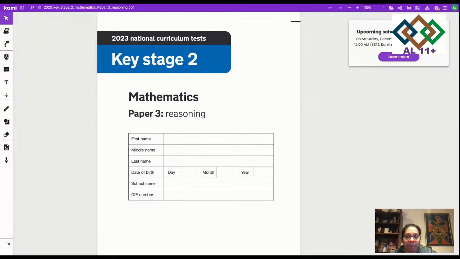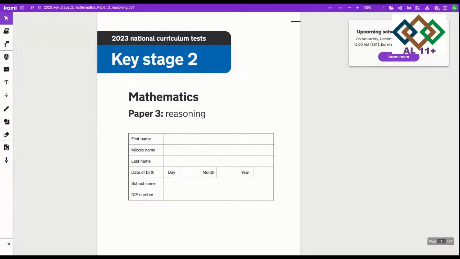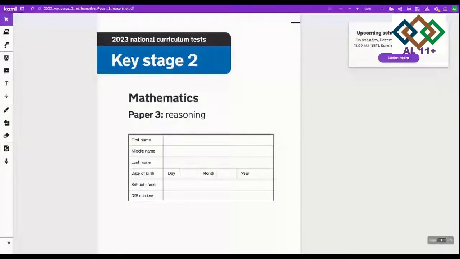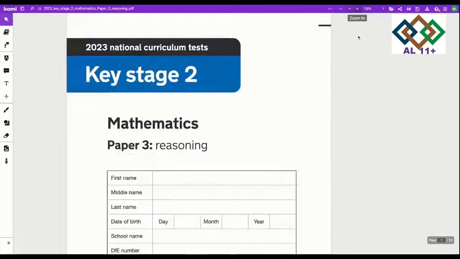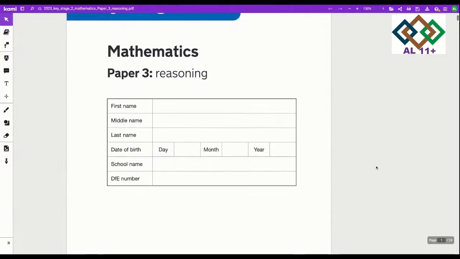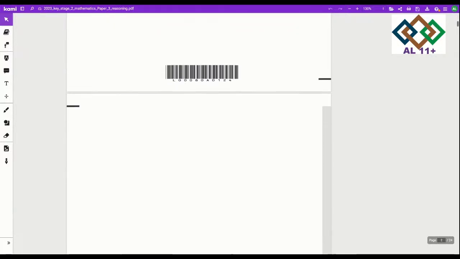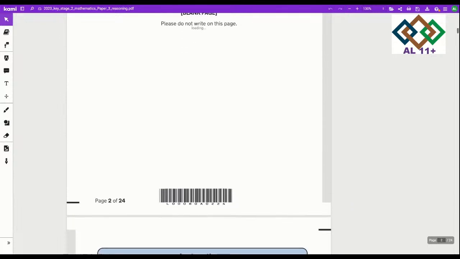So this is the paper. I'll hide myself so you can focus on the paper itself. This is the paper we'll be doing today. As I told you, the paper can be found in the description. So let's get started. Good luck, everyone.